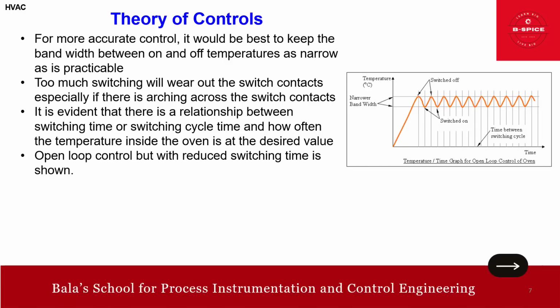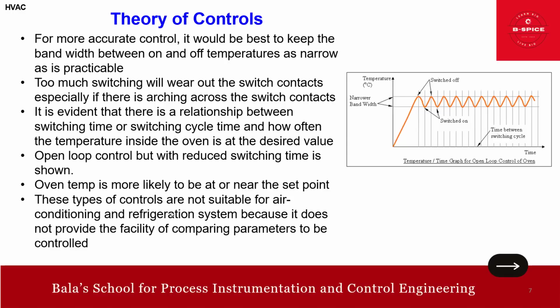That's what I want to update you on, the theory of controls with respect to HVAC. So oven temperature is more likely to be at or near the set point. These types of controls are not suitable for air conditioning and refrigeration systems because they do not provide the facility of comparing the parameters to be controlled. Here we are talking only about open loop, just for example. So this is not suitable for air conditioning and refrigeration.